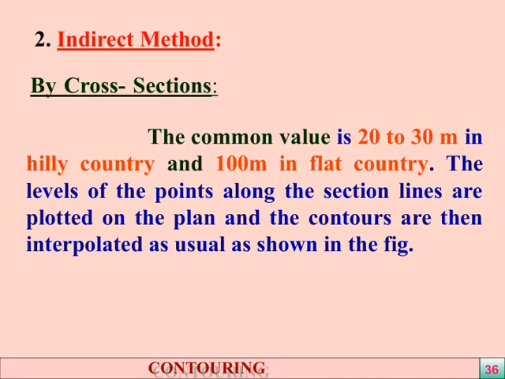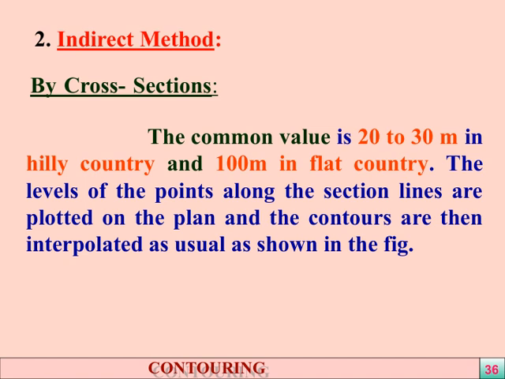Now, let's look at how the common value varies depending on the terrain. In hilly country, the typical difference in elevation between points is around 20 to 30 meters. In contrast, in flat country, this value can be as much as 100 meters. When we plot the levels of these points along our section lines on the plan, we then interpolate the contours in the usual way, as shown in the figure. This process helps us visualize the terrain more clearly.